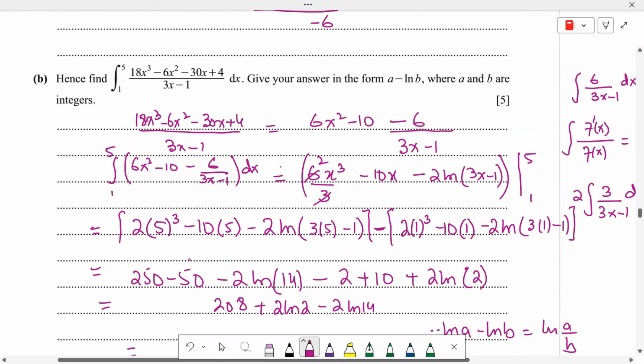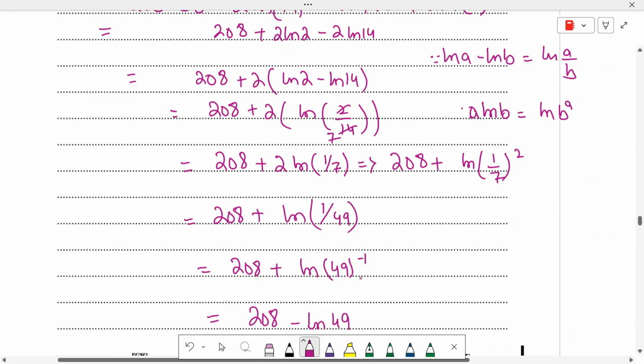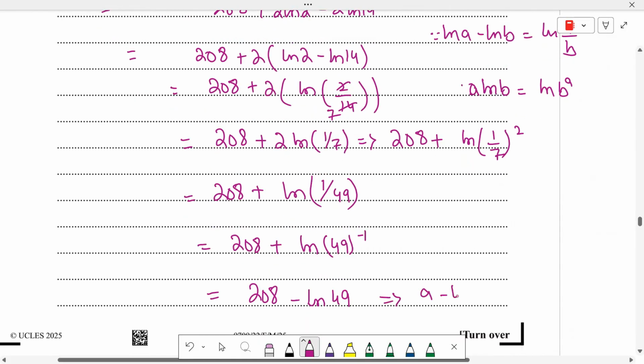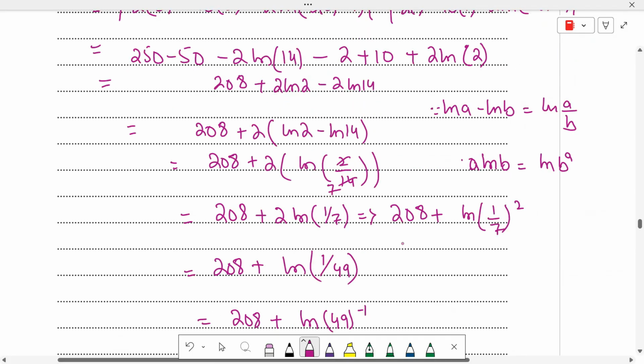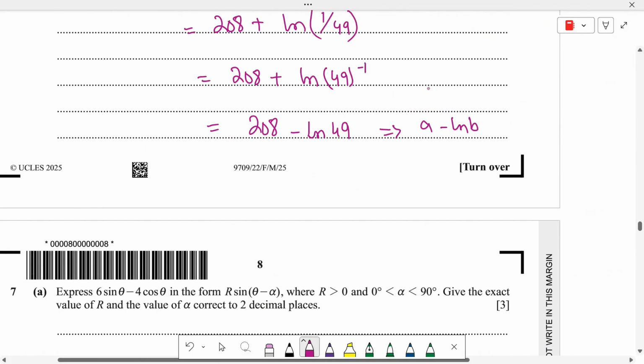So this is the required answer in the form of a minus ln b, where a and b are integers. So here a is 208 and b is equal to 49.